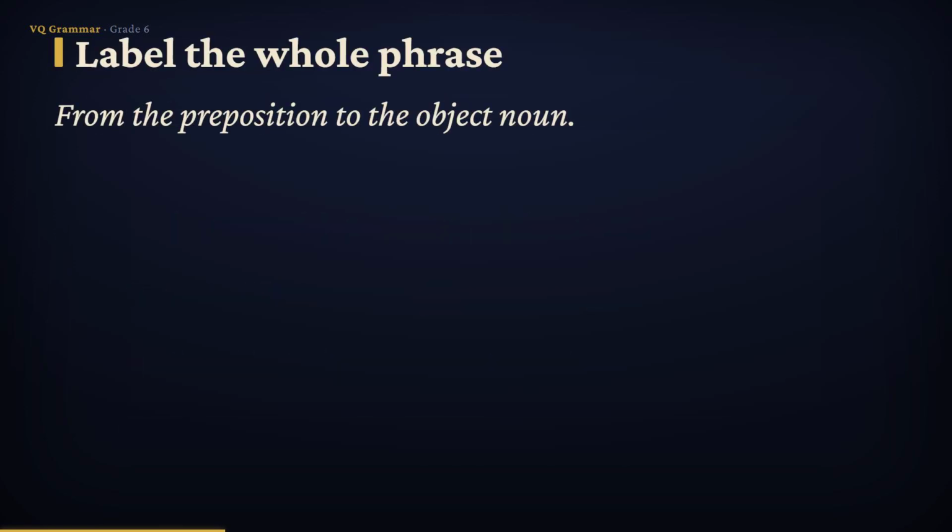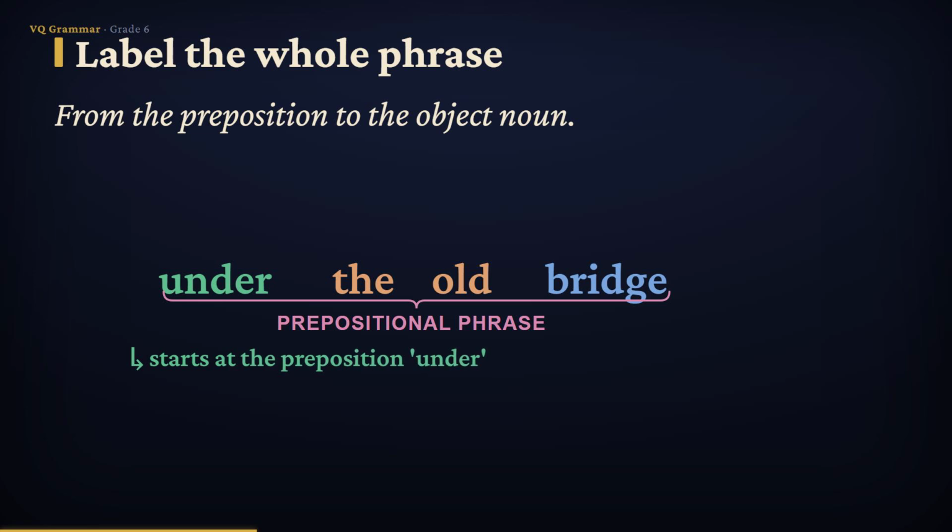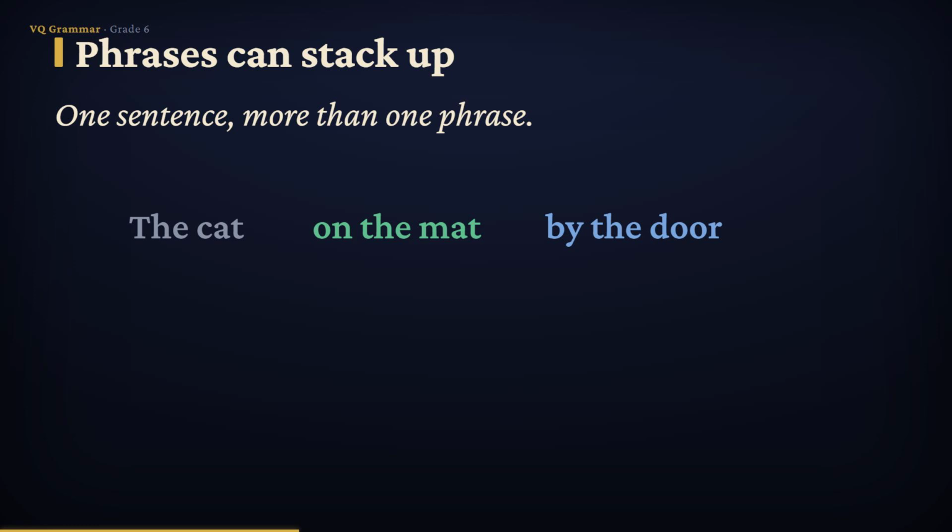Let's put a real one on the board and mark it. Under the old bridge. Watch what I'm doing with this bracket. It stretches over the whole phrase, from the very first word to the very last. The phrase starts at the preposition, under, and it ends at the object noun, bridge. Everything in between, the and old, is tucked inside. When you bracket the whole thing like this, you can see the phrase as one unit instead of four loose words.